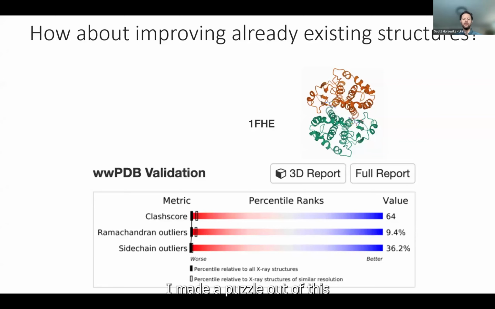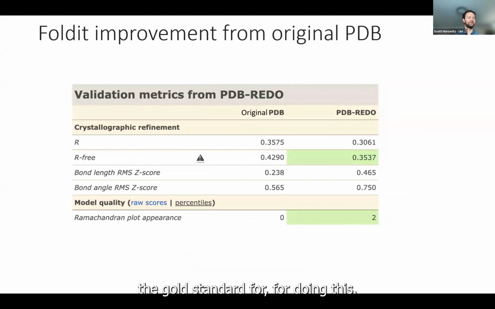And so I made a puzzle out of this and gave it to the Foldit players. And I figured that the best way to compare this to see if it was useful was to compare how the Foldit players did versus PDB-REDO, the gold standard for doing this. So this is the original PDB and the original PDB-REDO entry for this particular protein. And you can see that PDB-REDO does improve it considerably. But you're still not looking at this like, really, is this good? The Ramachandran plot is still really poor. It's better, but it's still really poor. And of course, the R factors are not exactly amazing either.